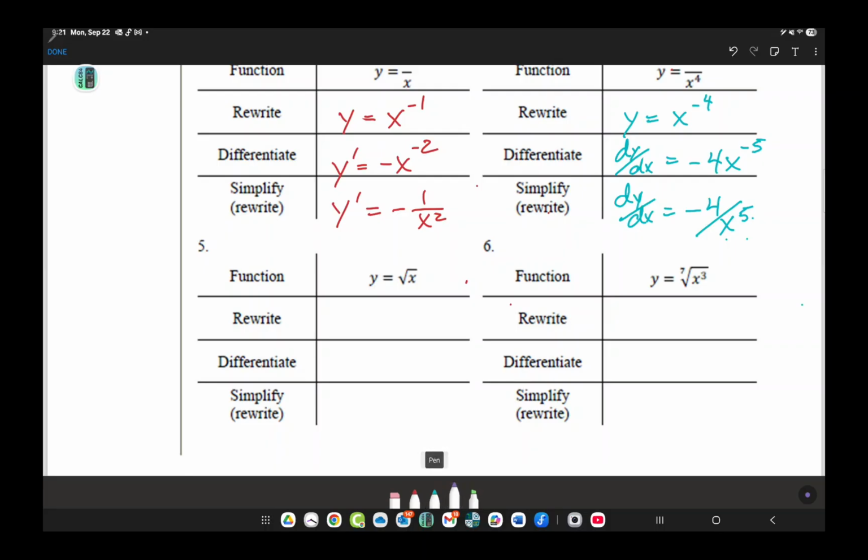All right. So square roots can be written as a rational exponent. Y is equal to x to the 1/2. So f prime of x, bring down the 1/2, and then subtract 1. Subtracting 1 from 1/2 is just negative 1/2. F prime of x is 1 over 2 square root of x.